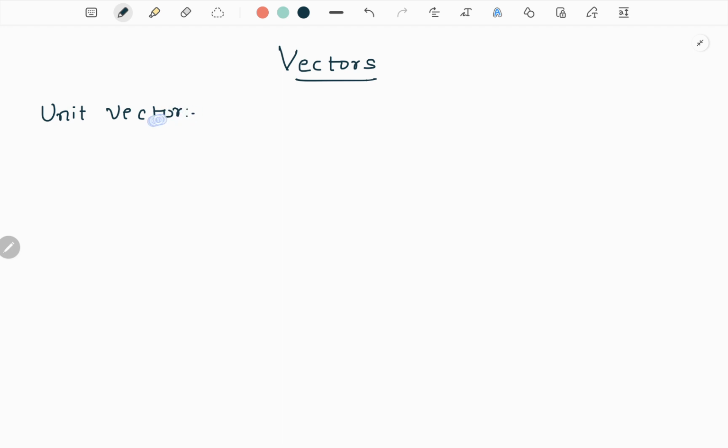what is a unit vector? A unit vector is a vector which has a magnitude equal to 1. Basically, the unit in the name tells us that it has a magnitude of 1. That's what a unit vector is: a vector of magnitude equal to 1. The definition of a unit vector is very important because it is fundamental to explaining all of vectors.